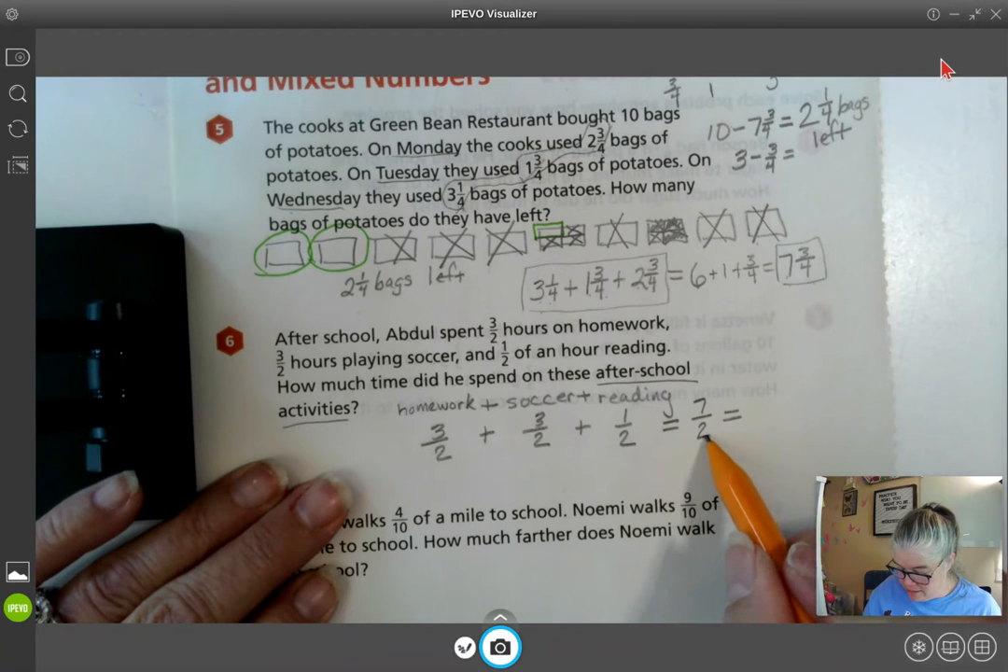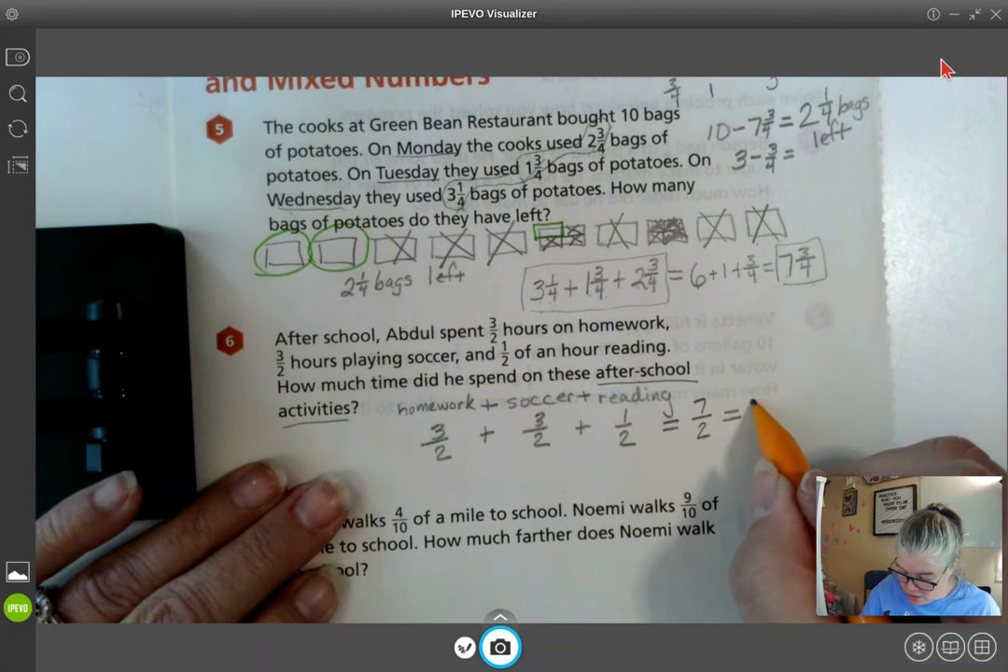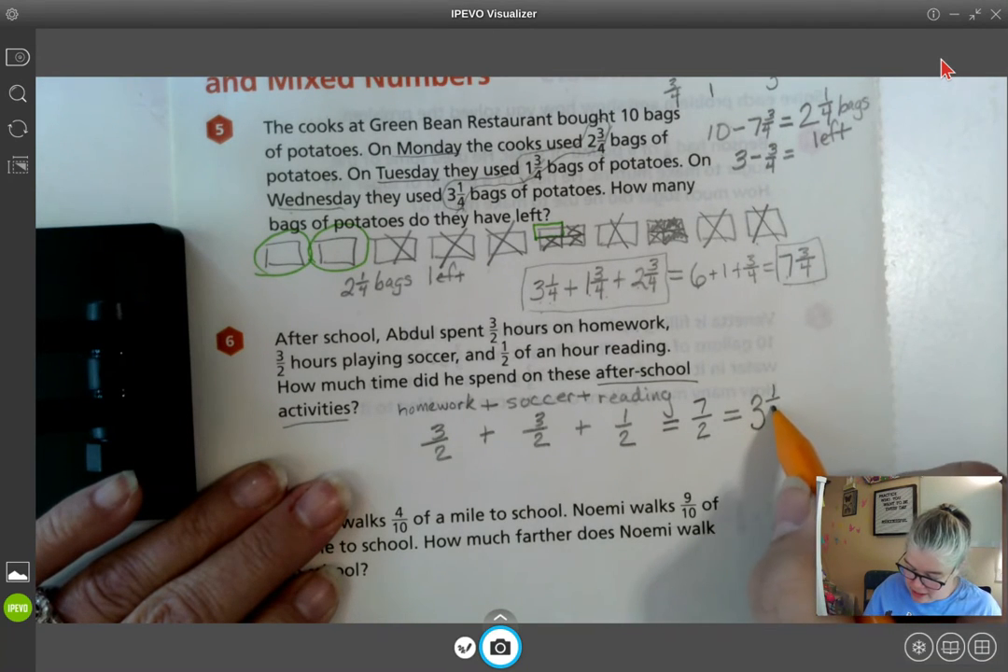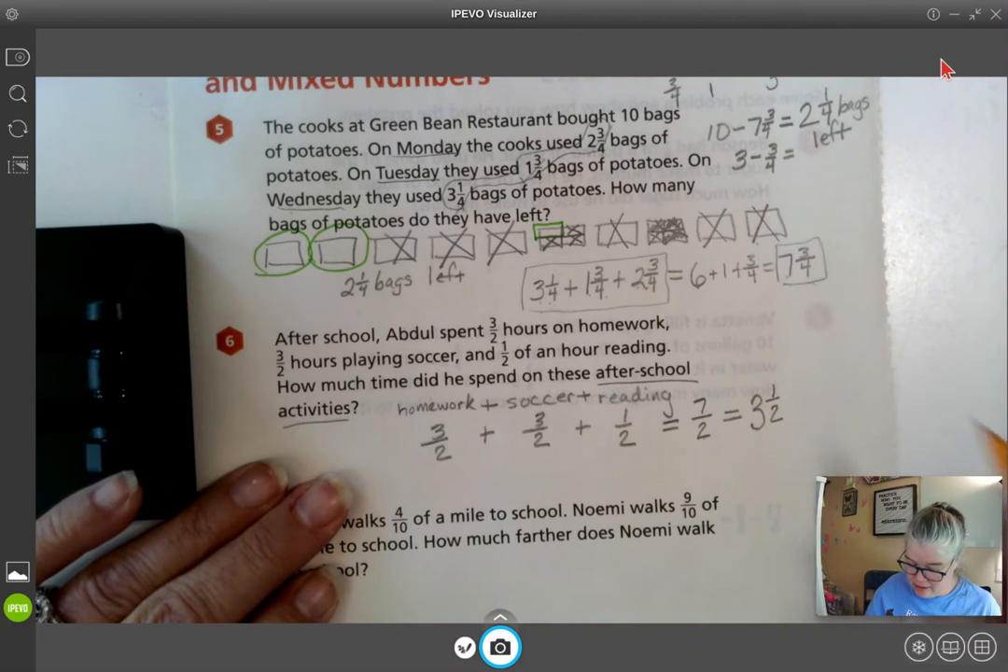So I know that 2/2 is a whole. So I could make 2/2 and 2/2 and 2/2. That would use up 6/2. So that would be 3 whole hours, and 1/2 of the next. So he spent 3.5 hours on his homework.